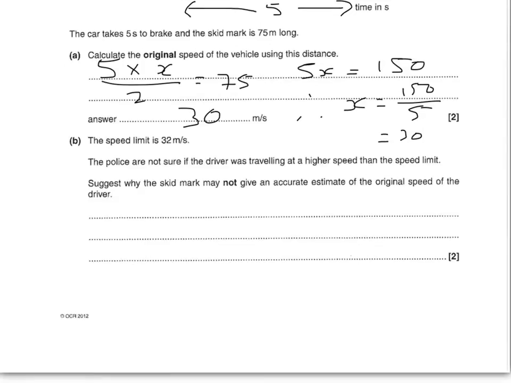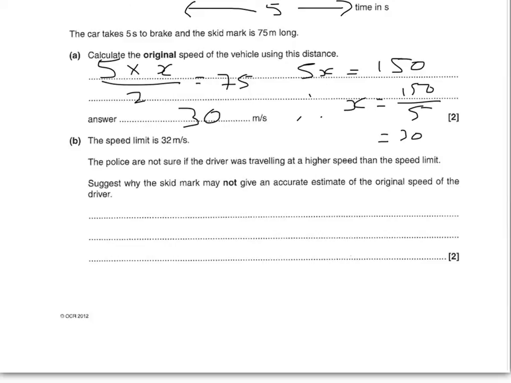Next question says the speed limit is 32 metres per second. The police are not sure if the driver was travelling at a higher speed than the speed limit. So suggest why the skid mark may not give an accurate estimate of the original speed of the driver. So there's 2 marks for this. So you could say that the braking may not always leave a skid mark.